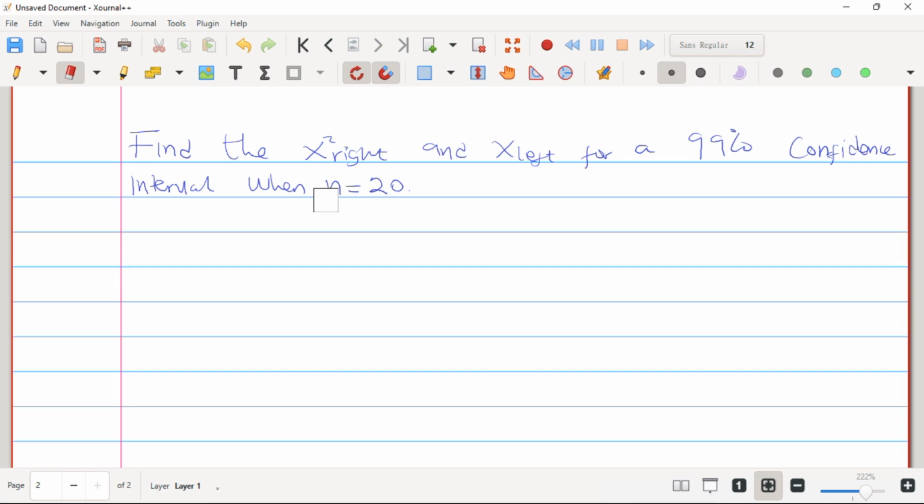So this is how we can find our chi-square critical value when our confidence interval and then our n is given to us.